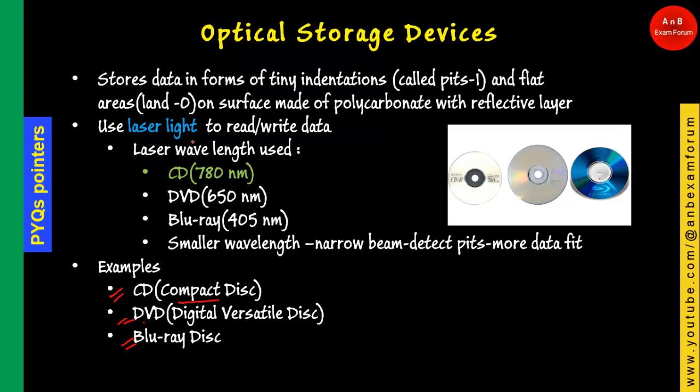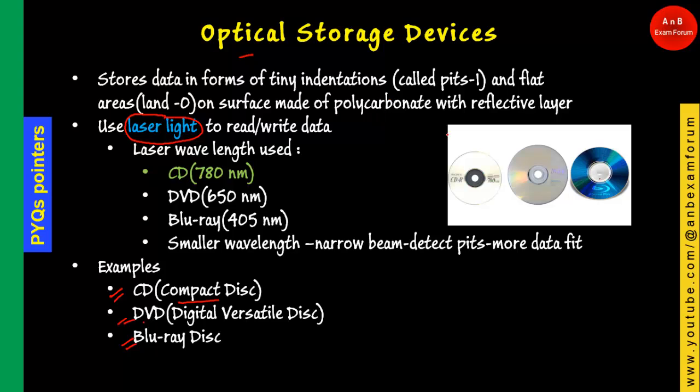First thing you should remember: an optical storage device, as the word suggests, is going to use some sort of optics. Optics means it is going to use some sort of light. So instead of magnetism or NAND electronics, it is going to use laser light to read or write the data. So how is it going to read or write data with the laser light?